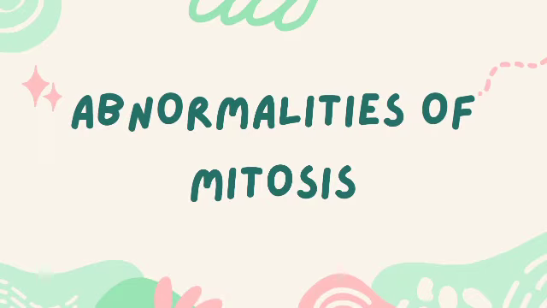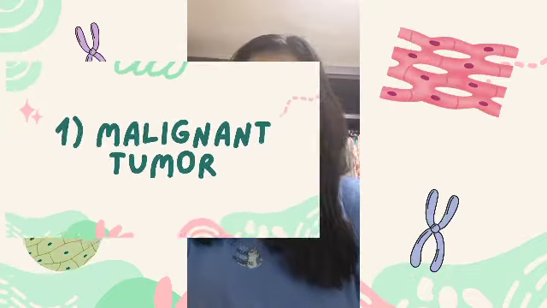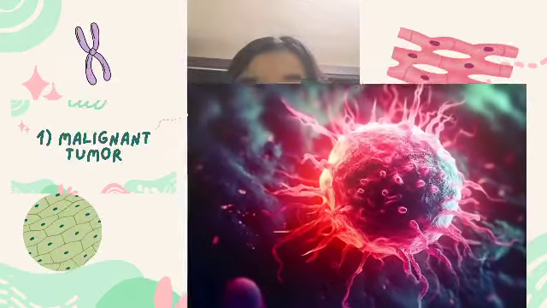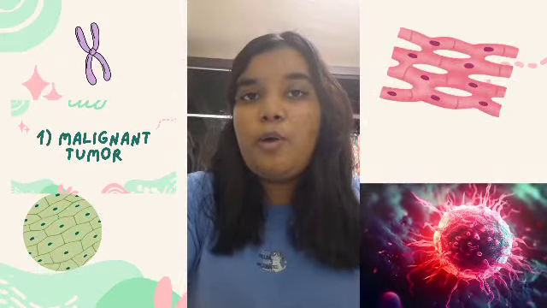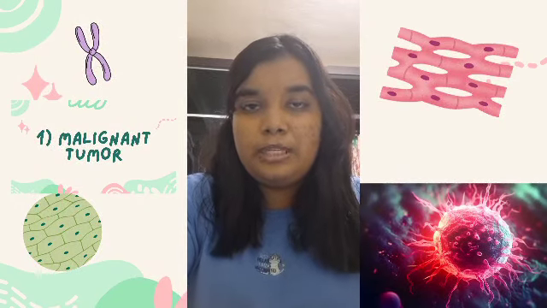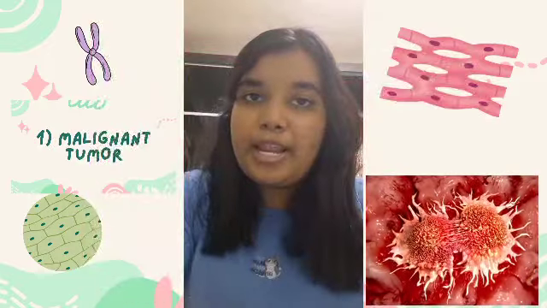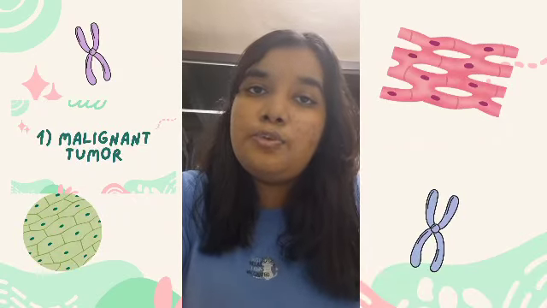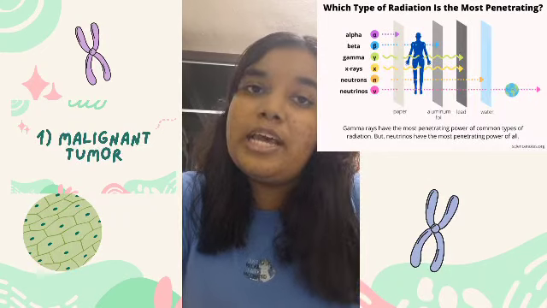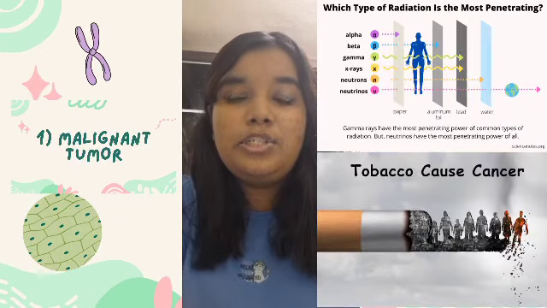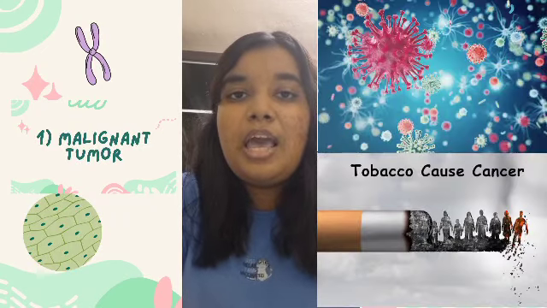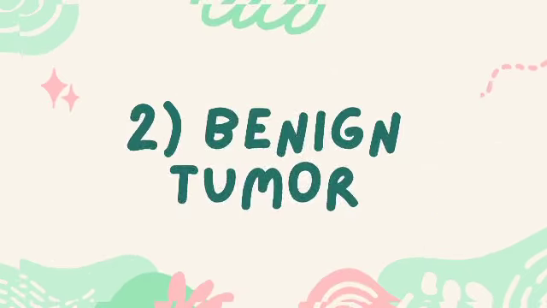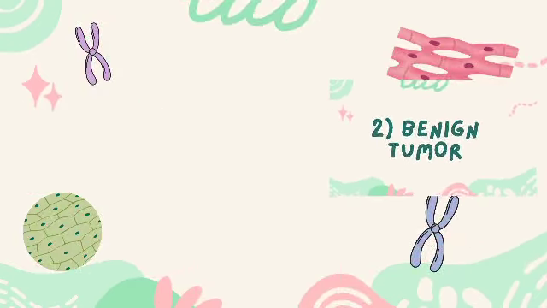Last but not least, let's talk about the abnormalities of mitosis. Firstly, let's talk about malignant tumors. Malignant tumors, also known as cancer, are formed when mitosis occurs uncontrollably. Cancer cells spread and destroy normal cells, which affects the functions of tissues. Malignant tumors are often caused by radiation, such as X-rays and gamma rays, carcinogens, bacteria and viruses, and also genetic factors. Next is benign tumors.